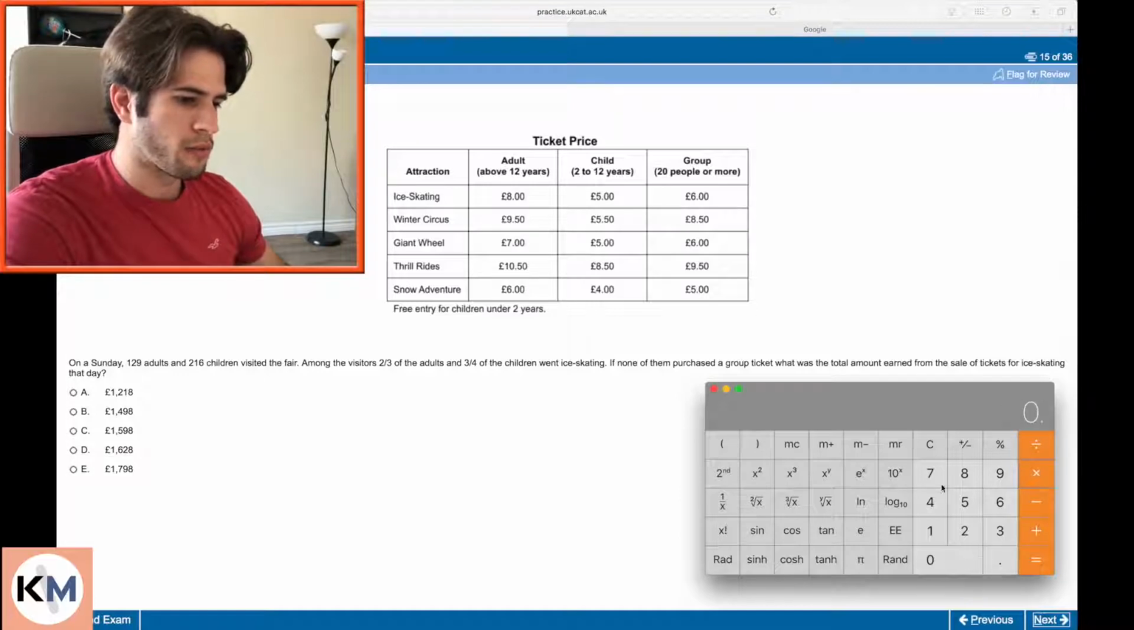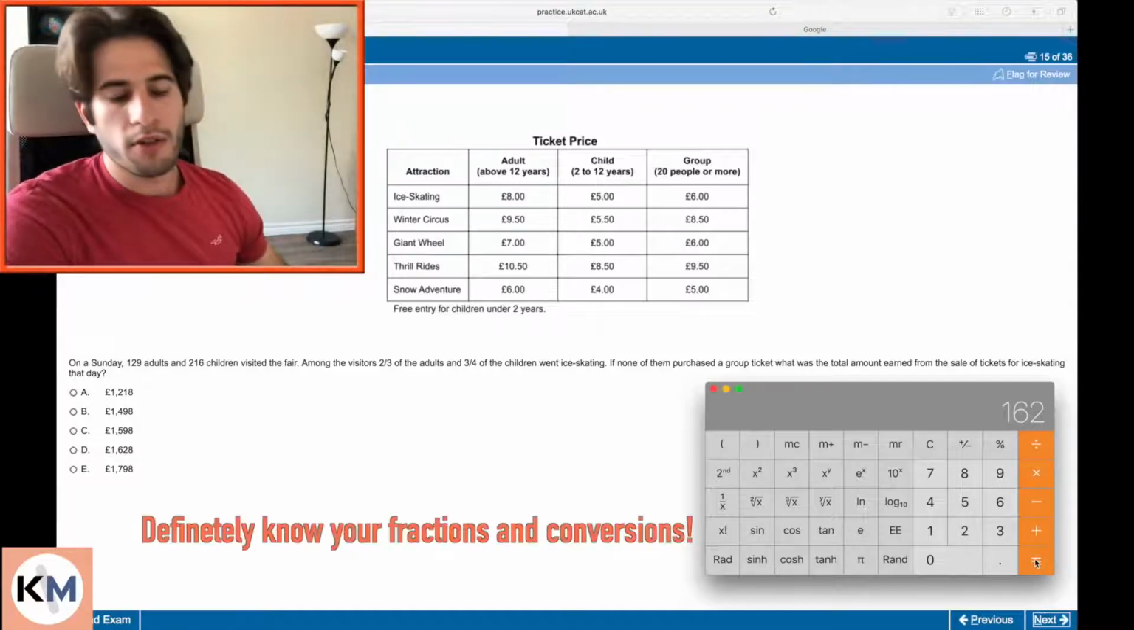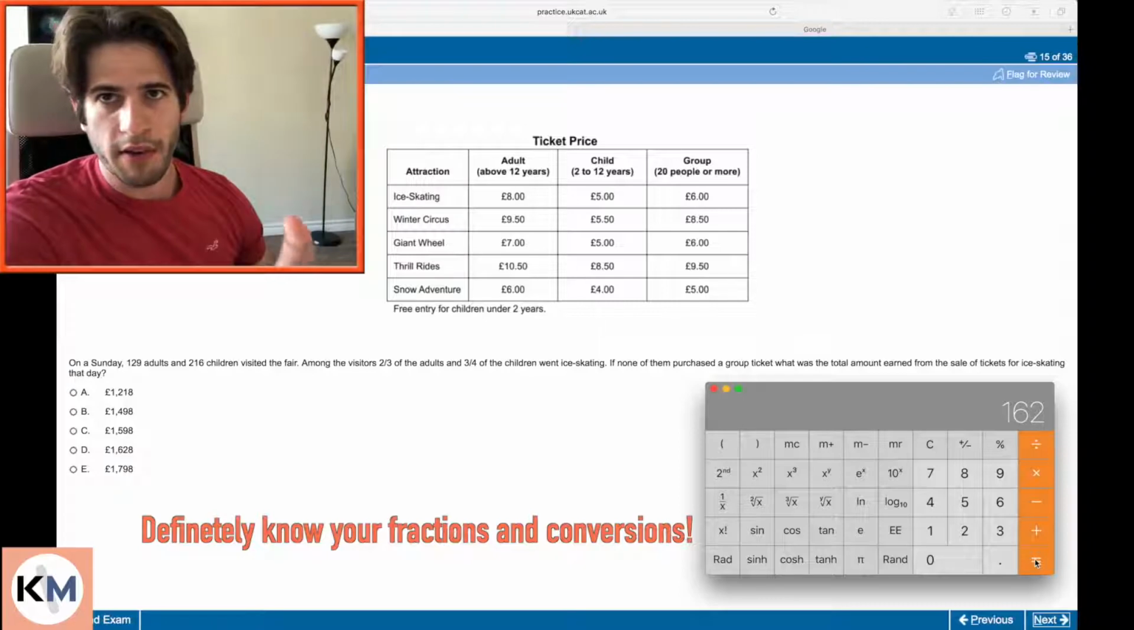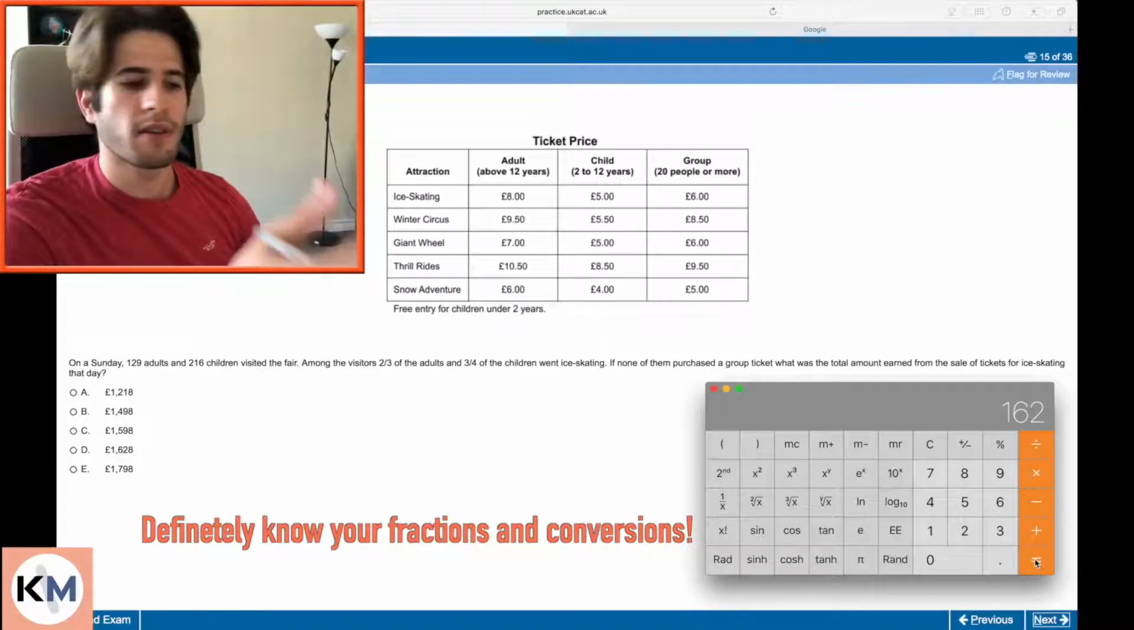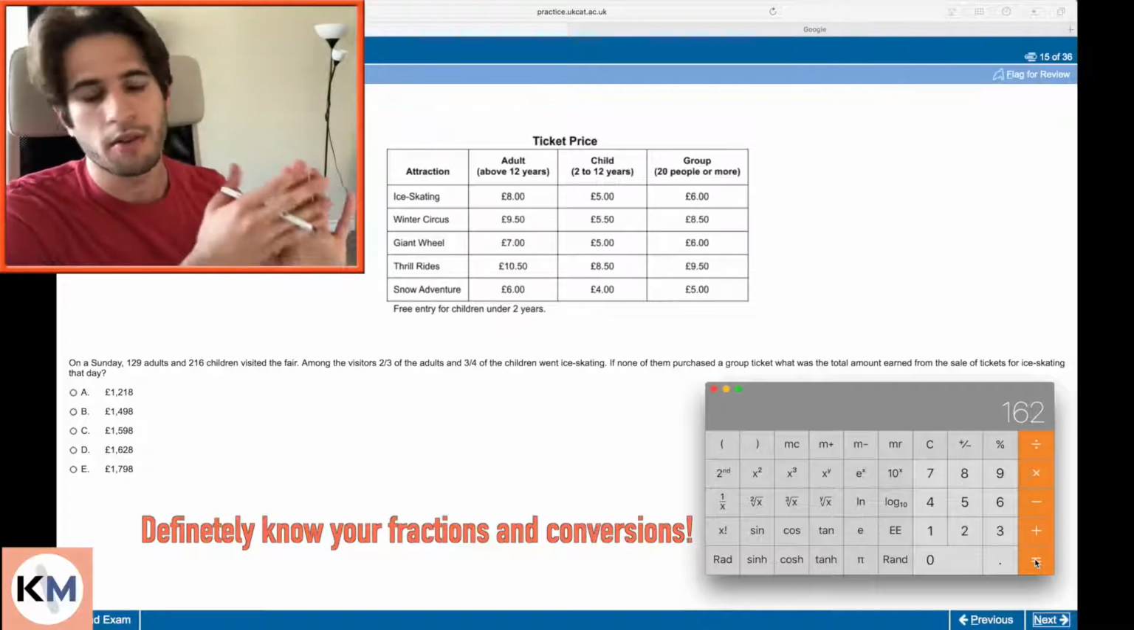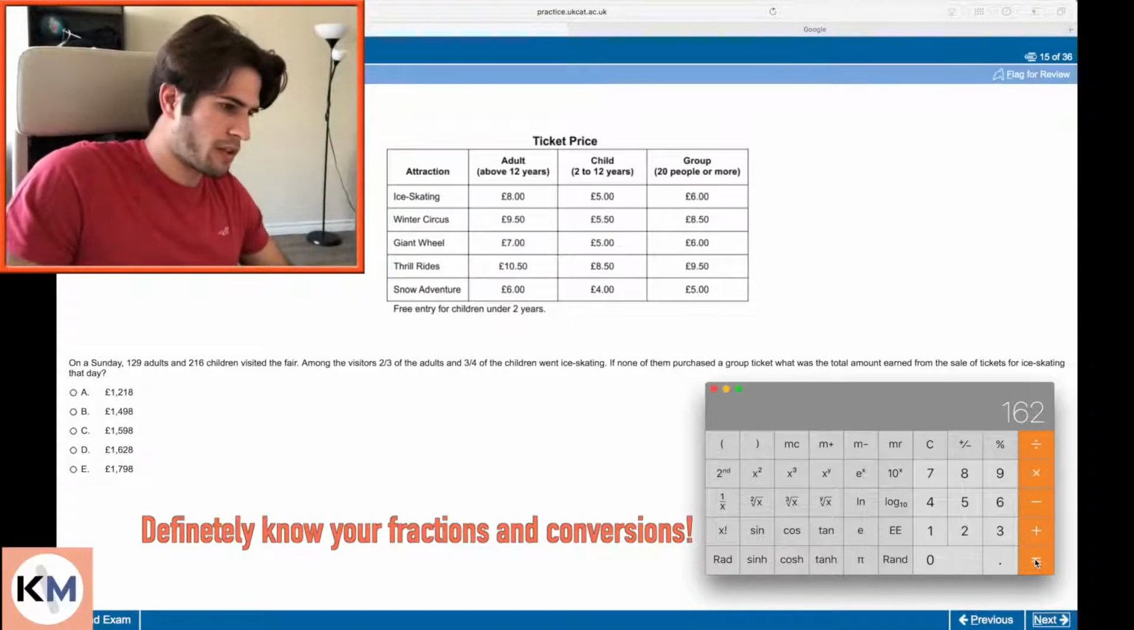216 times 0.75. You definitely need to know your fractions. 3/4 is obviously 75%. It's 0.75. 2/3 is 0.6666667. You have to know these fractions and decimals off by heart. Just memorize them, make a table, whatever you need to do.